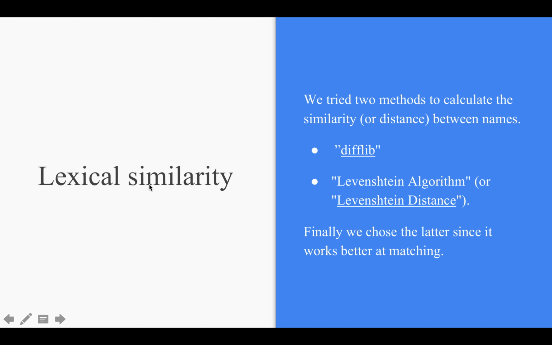Our system considers two kinds of similarities for words, in particular names. The first one is called lexical similarity. We have tried two different methods. The first one is difflib, and the second one is the Levenshtein algorithm. This algorithm uses a formula to calculate what's called Levenshtein distance. Finally, we found the latter works better, so that's why we chose Levenshtein.